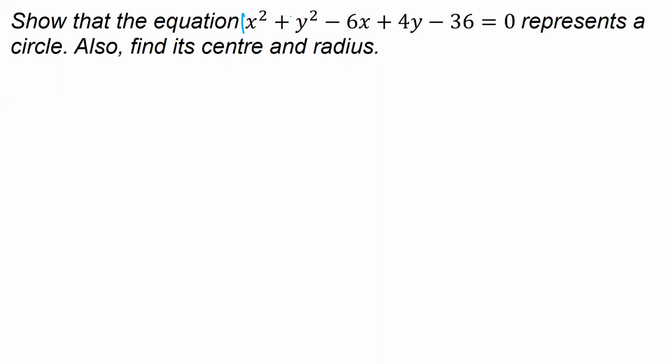So the coefficients of x squared and y squared are both 1, so it's good. The term xy is not there, it's also good. And let's quickly find out the r squared, which is g squared plus f squared minus c. So for that, we first need to find out the values of g, f, and c.